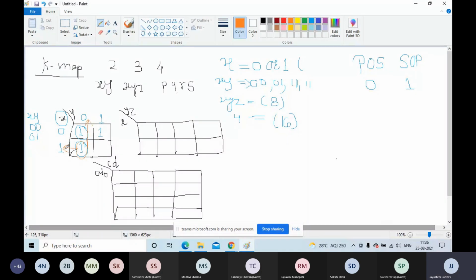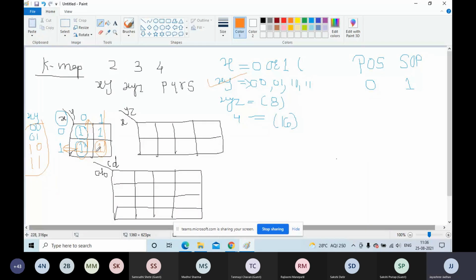So, for the row, the value of x is 1, and for the column, the value of y is 0. If I am putting the 1 here, then what happens? You have to see its respective row and column. So, for the row, the value of x is 1 and the value of y is 1. So, this is your combination that we have already learned. If there are two variables, how many combinations? Yes, you will get 4 combinations.